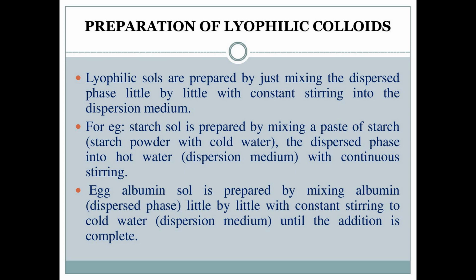The second example that I am taking is egg albumin sol. How to prepare egg albumin sol? Egg albumin is a protein part of egg. It's otherwise known as egg white, and it is mixed with cold water to get the sol. Egg albumin sol is prepared by mixing albumin little by little with constant stirring into cold water until the addition is complete.